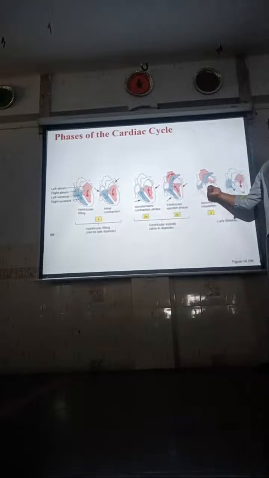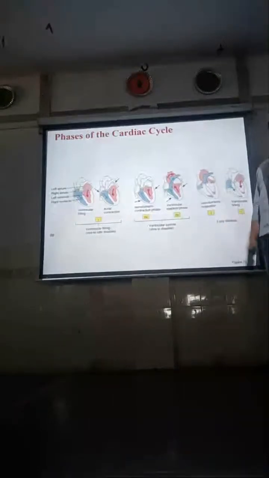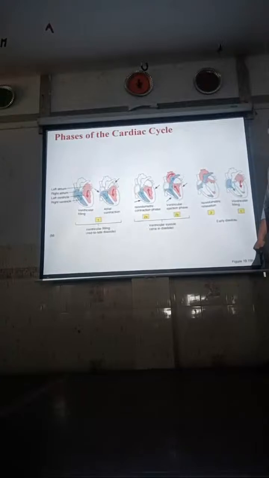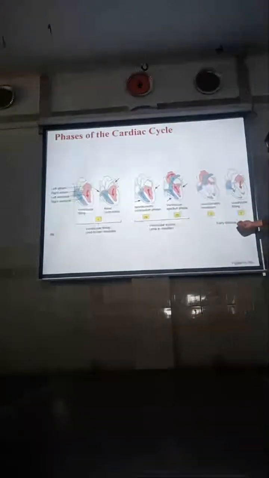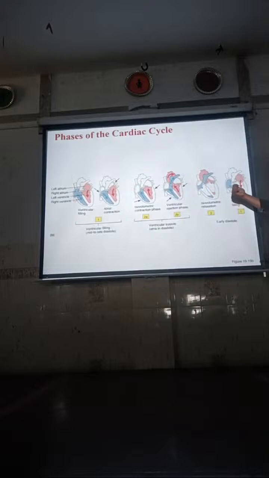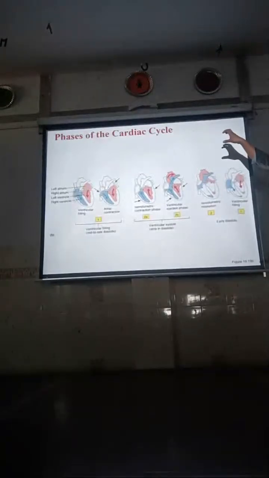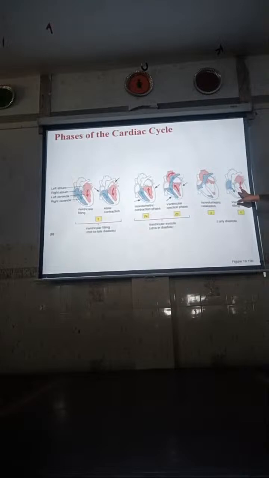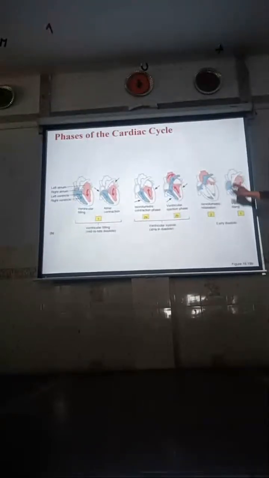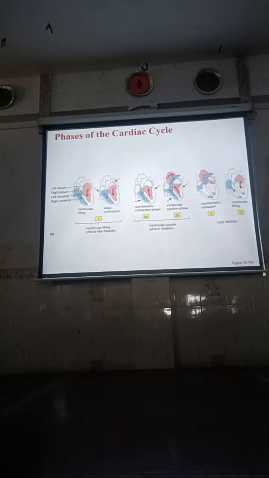Now the ventricles started to get empty. The atria started refilling again. When the ventricular filling phase begins here, the early diastole is beginning. Now what is happening here? Ventricles are relaxed. The atria are in systolic phase and the ventricles are in diastolic phase. When the ventricles are in systolic phase, the atria are in diastolic phase, the opposite, simultaneous. Understood? Yes, sir.